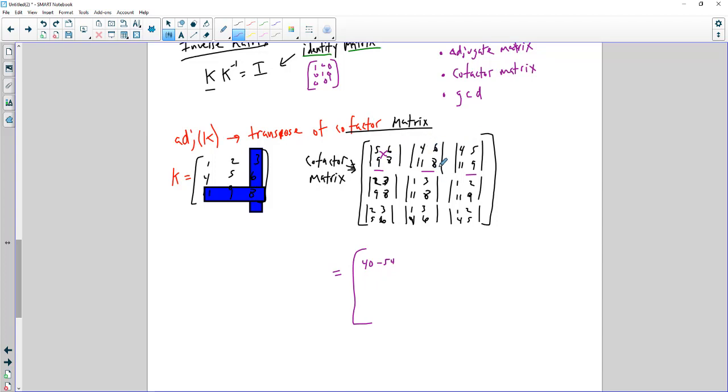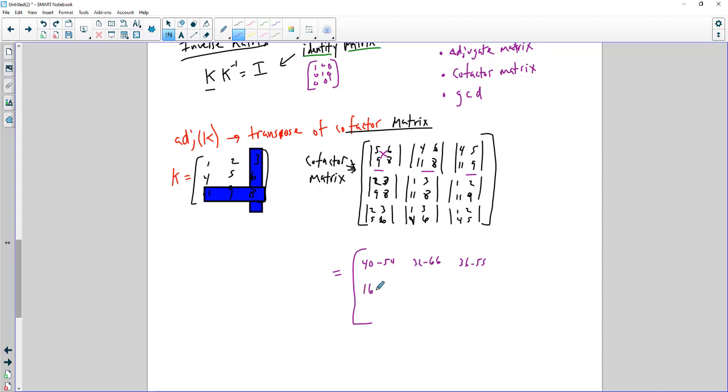We're going to keep doing this. It's going to be 4 times 8, which is 32, minus 66. 4 times 9, which is 36, minus 55, because it's 11 times 5. And then right here, we're going to do this times this minus that times that. We're just going to keep doing this process over and over.